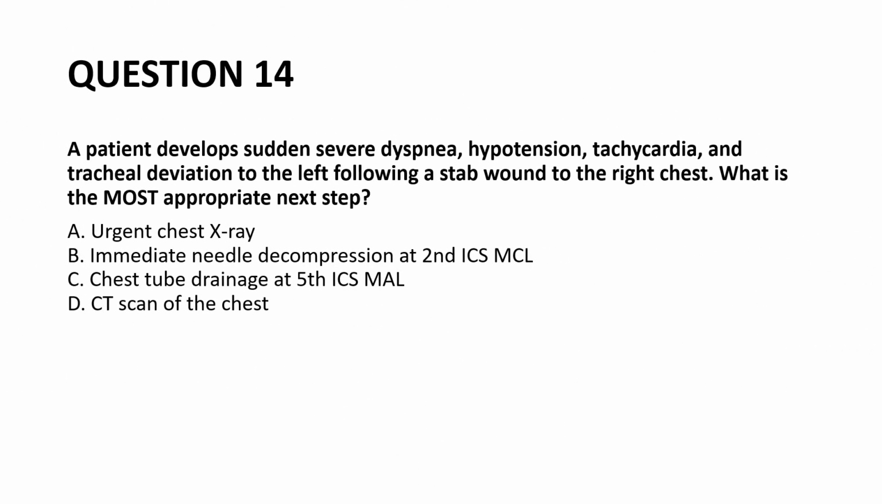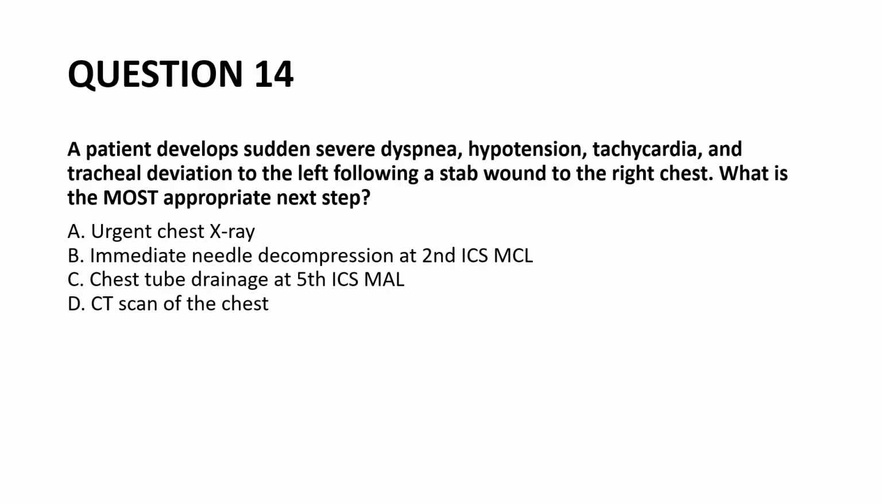A patient develops sudden severe dyspnea, hypotension, tachycardia, and tracheal deviation to the left, following a stab wound to the right chest. What is the most appropriate next step? Urgent chest X-ray, immediate needle decompression at the second intercostal space mid-clavicular line, chest tube drainage at fifth intercostal space mid-axillary line, CT scan of the chest.